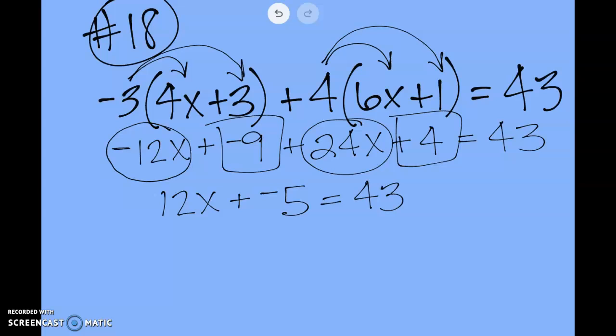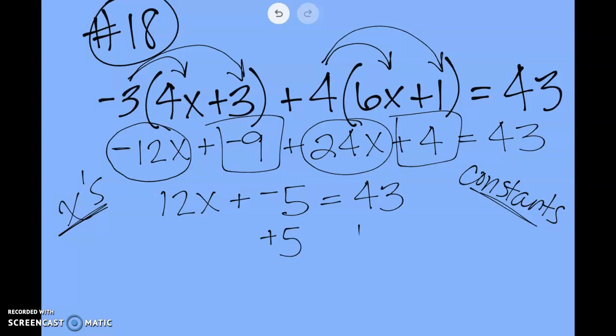So now I have 12x plus negative 5 is equal to 43. I'm going to gather my x's over here on the left-hand side because they're already there. So I want to move my constants to the right-hand side. That means that I need to work with this negative 5. Remember, I want to zero it out, and I know that negative 5 plus 5 is equal to 0. So I want to add 5 to both sides. I'm left with 12x here is equal to 48.